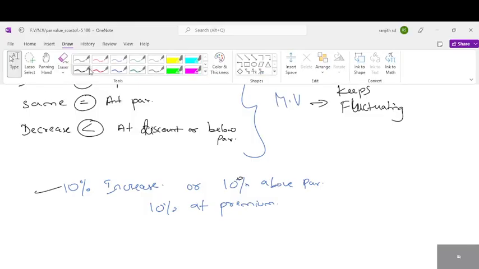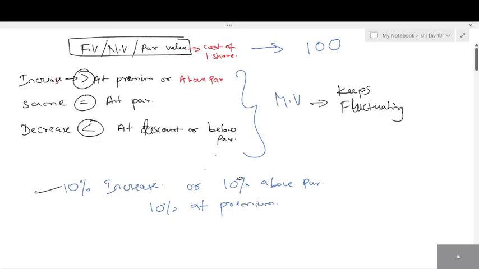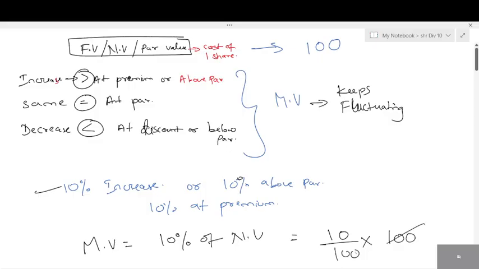Now nominal value is 100, students. They have given the statement for market value. How will you find market value? 10% increase. So 10% of nominal value. How will you convert this to a percentage? How will you write the percentage? 10 divided by, into what is nominal value? So is it a 10% increase or decrease?